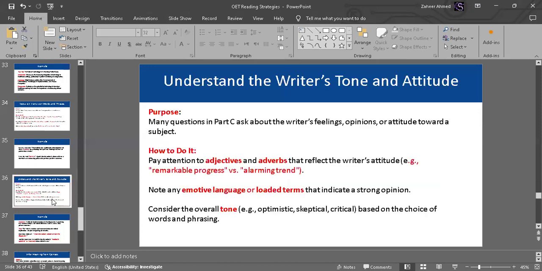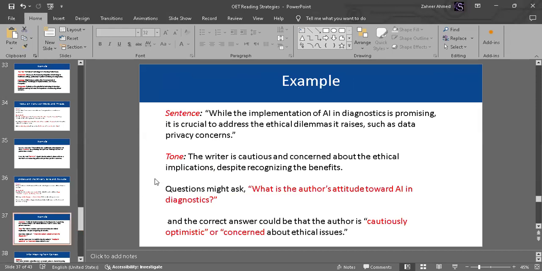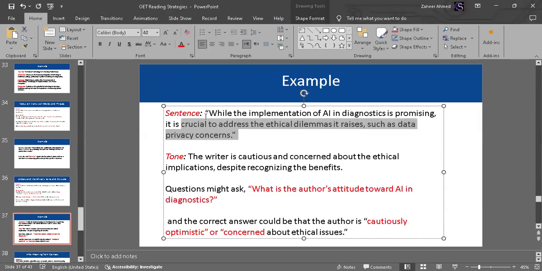And also, when you are understanding writers' tones and attitude, they may use the adjectives that I have given you earlier, the list. They may use adverbs, and there can be other adverbs or adjectives as well. For example, they may say it's a remarkable progress. They may say alarming trend. You focus on the language and tone they are using. Okay, if this is the sentence, try to identify the tone. Read the sentence.